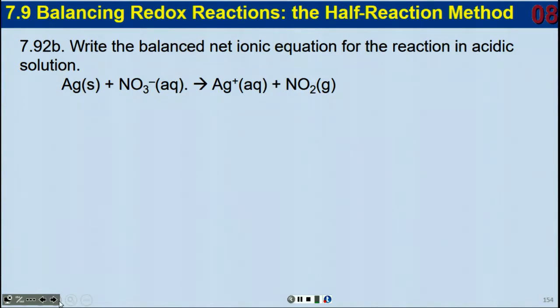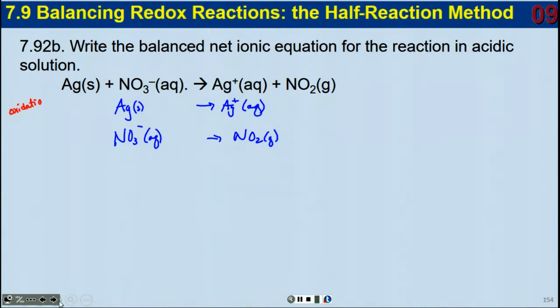We've got to do the same kinds of things. We're going to look for the oxidation and the reduction half reactions. So where do we go? The silver is turning into silver ions, and those are aqueous. And the nitrate aqueous ions turn into NO2 gas. Which is oxidation, which is reduction? Remember, losing electrons is oxidation. So that is, in fact, what's happening to the silver. It is the oxidation half reaction.